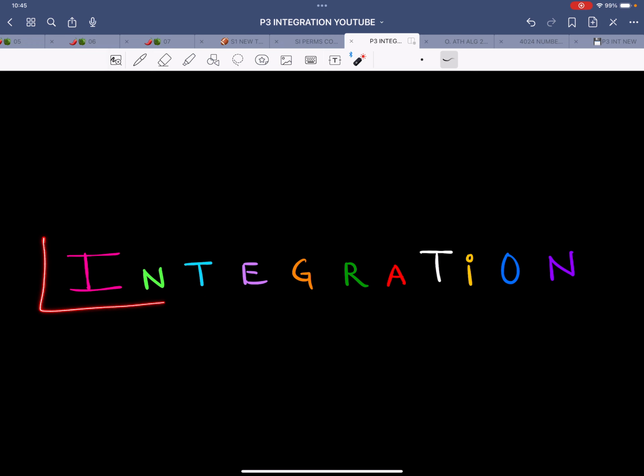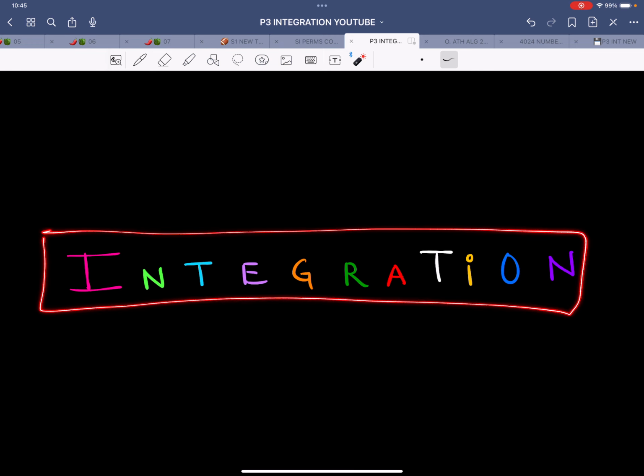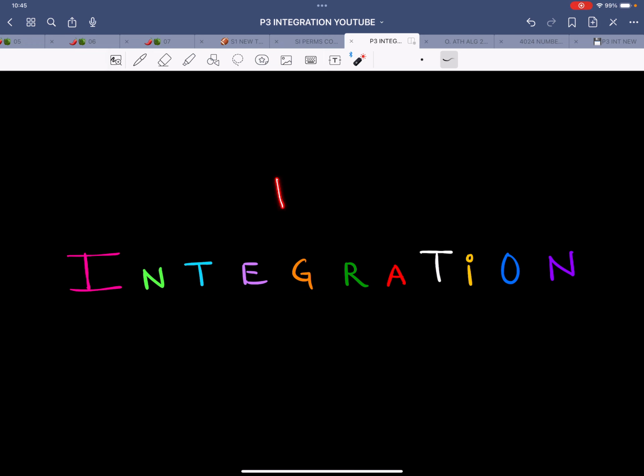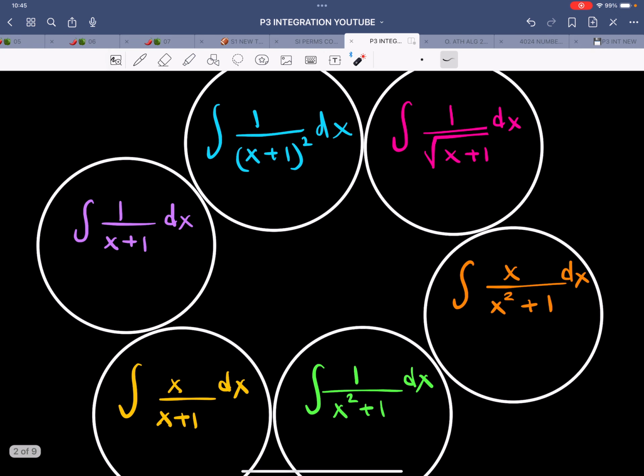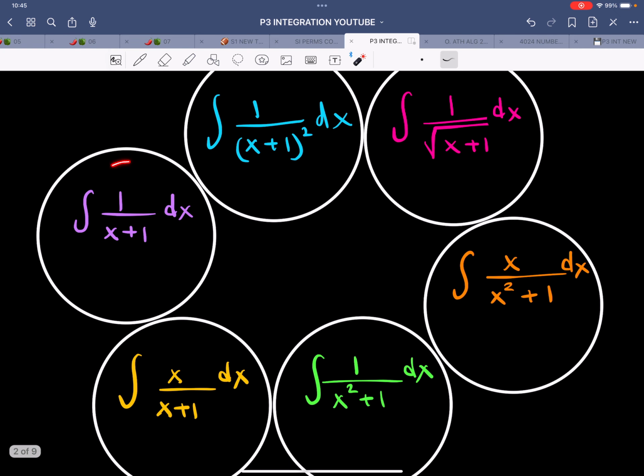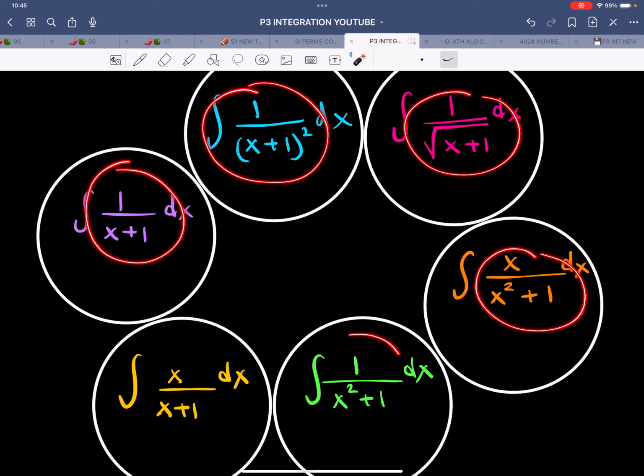So now let's look at this colorful word that is integration. Yes, integration of P3 has so much variety in it that any normal person can get confused. For example, if you look at these circles, you will see some integrals which are very similar.